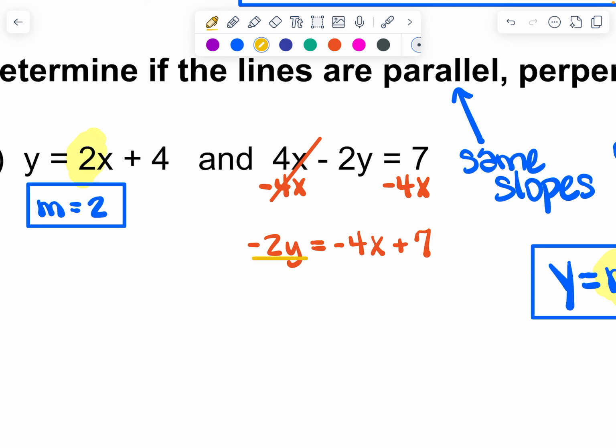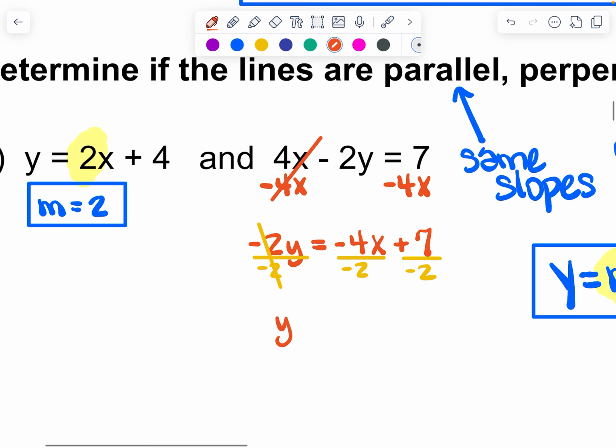Because we now still need to divide everybody by negative 2. Every term has to get divided by negative 2 to get that y by itself. So y equals, and then we do this, right? Negative 4 divided by negative 2 is positive 2x, and positive 7 divided by 2 is negative 3.5.